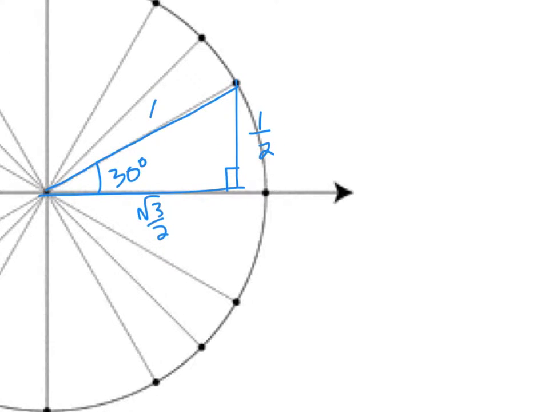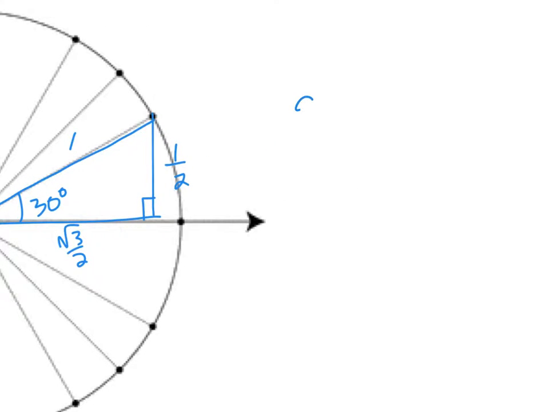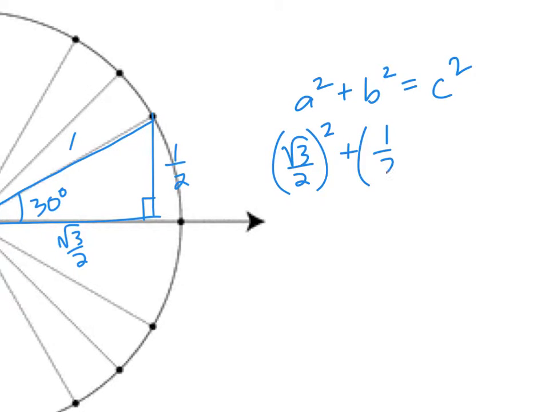Now, this is a right triangle, so we can apply Pythagorean theorem, right? Pythagorean theorem says a squared plus b squared is equal to c squared. So we can say that a is the bottom part, so square root 3 over 2. B is the 1/2 part. And both of them squared, the sum of that should equal 1 squared. Okay, let's check. See if that's true.